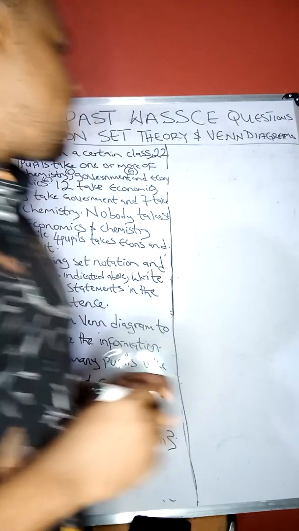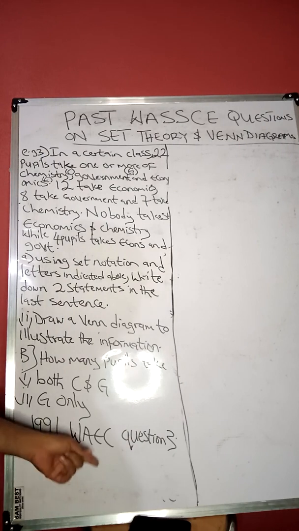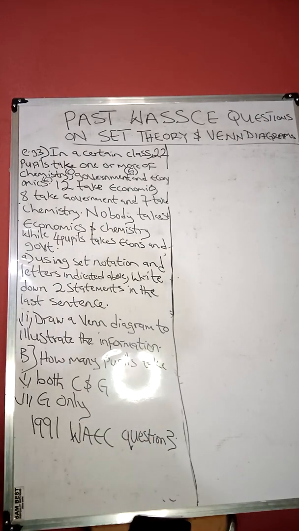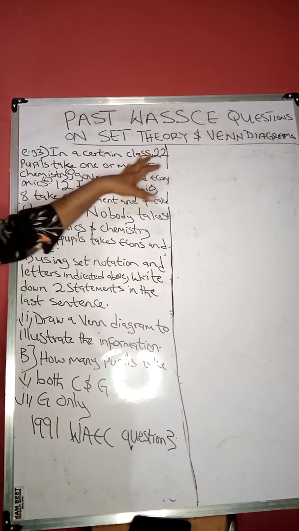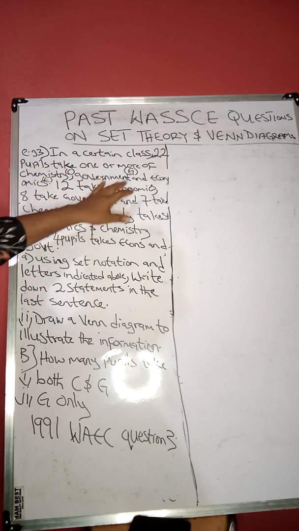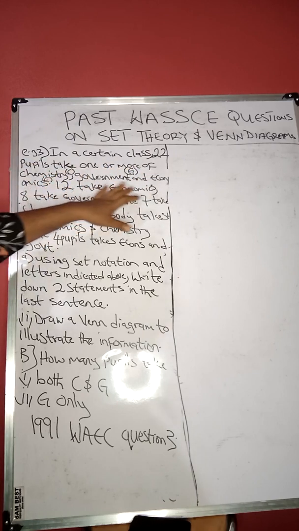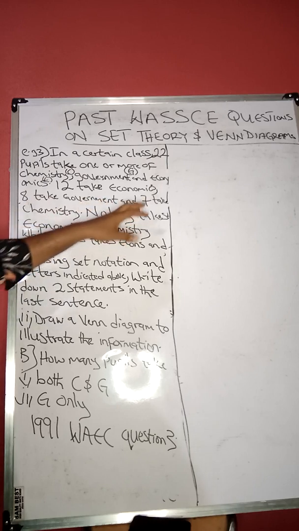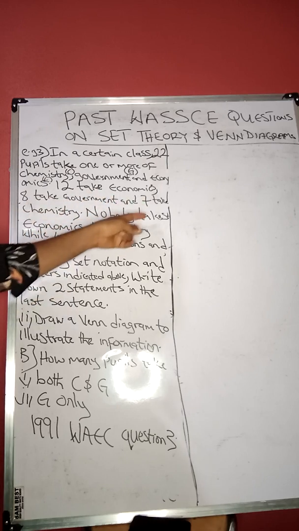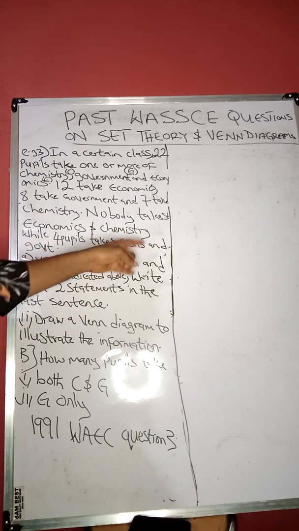Alright, for question 3 now. This is the question on the board. It's from the 1991 WAEC, the June WAEC question number 3 from the theory part. It says, in a certain class, 22 pupils take one or more of chemistry, written as C, government, written as G, and economics, written as E. It says 12 take economics, 8 take government, and 7 take chemistry. Nobody takes economics and chemistry, while 4 pupils take economics and government.